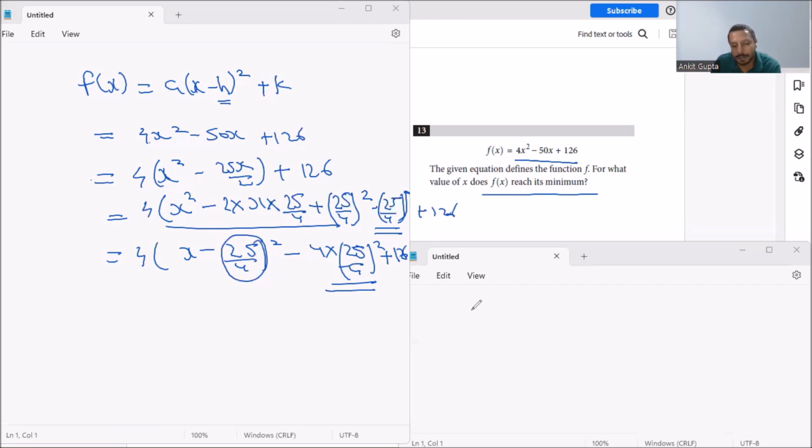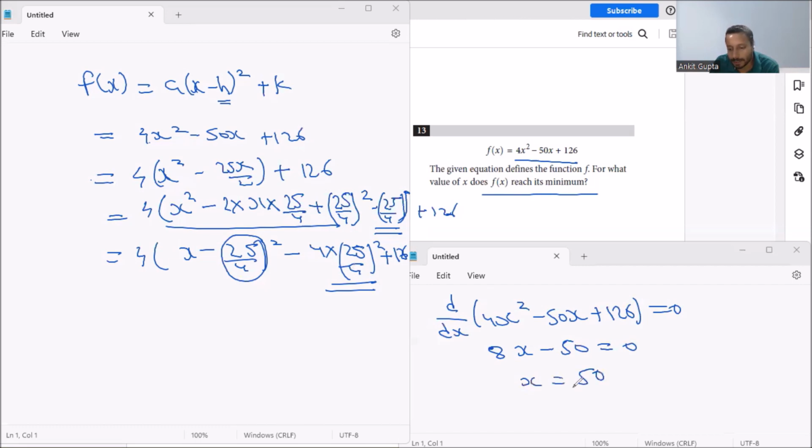There is another way of solving this if you know differentiation. So you can directly do d by dx of 4x squared minus 50x plus 126 and equate that to 0. So this becomes 8x minus 50 is equal to 0, or x becomes 50 by 8, which is equal to 25 by 4, right? So the answer will be 25 by 4 in this case.